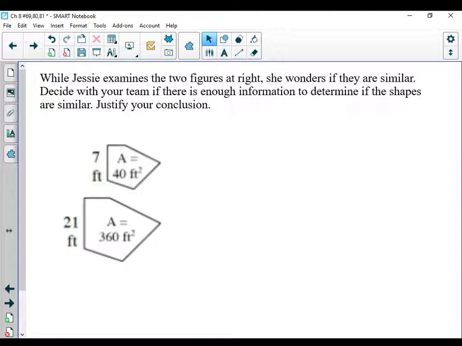So it says decide with your team, but you're going to have to try this on your own. But I want you to think about, okay, is there enough information here to determine if the shapes are similar? And then if you had to explain that, how would you explain that? So pause the video, think about this, and then come back and we'll see what you might have come up with.